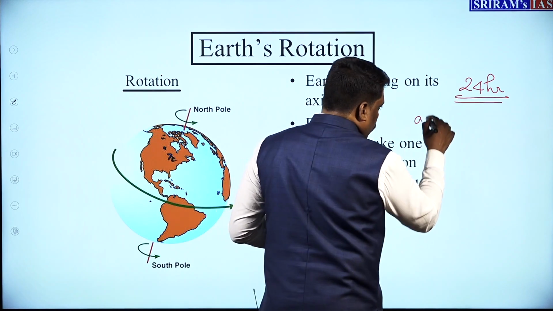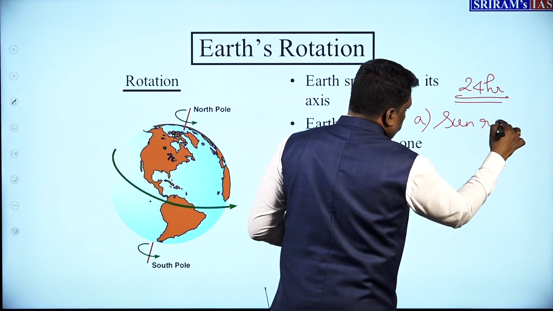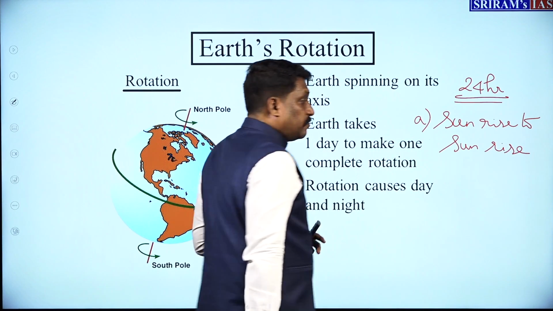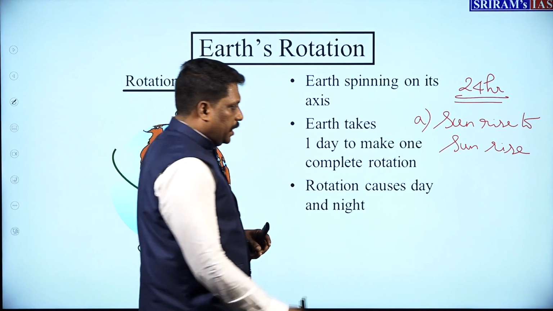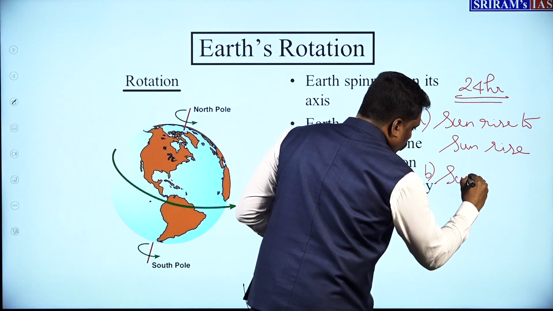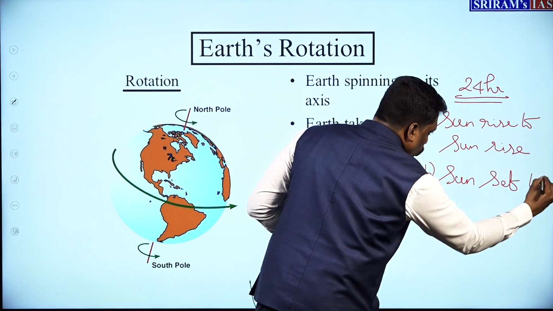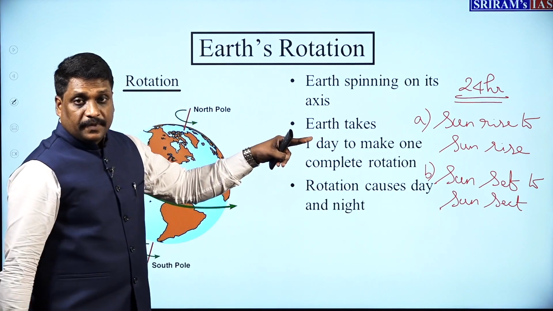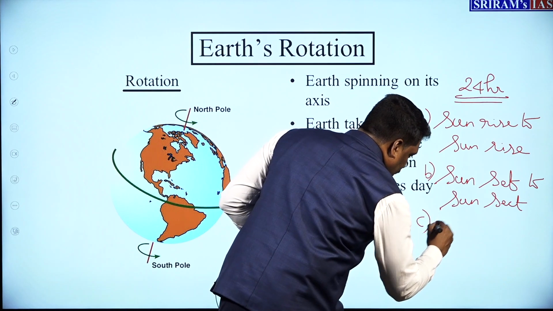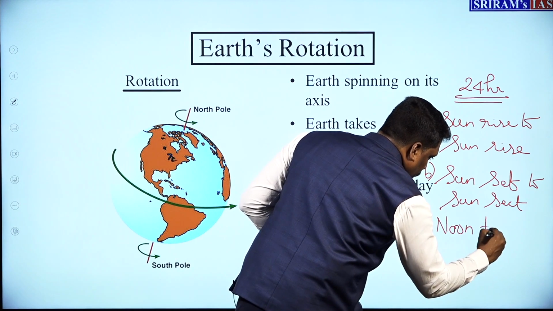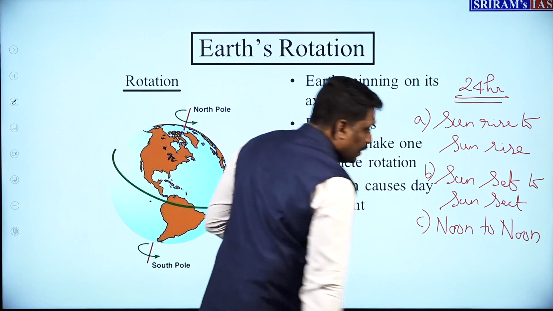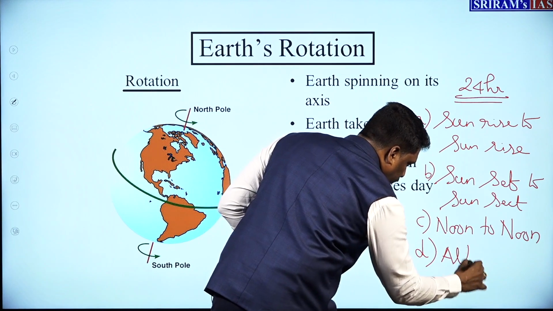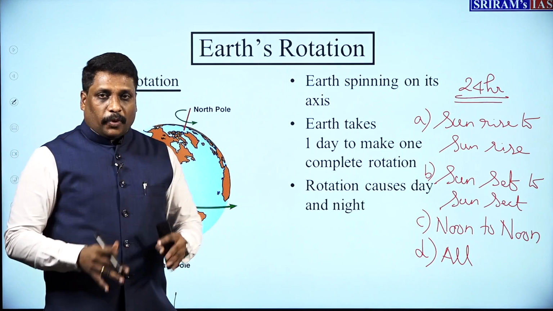Number 1, sunrise of today to sunrise of tomorrow. Sunrise of today to sunrise of tomorrow. Option number 1. Option B, sunset of today to sunset of tomorrow. Option number B. Option number C, noon of today to noon of tomorrow. Option number C. D, all of the above. All of the above.